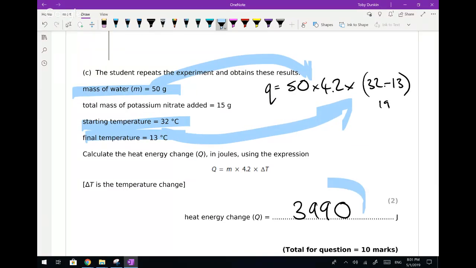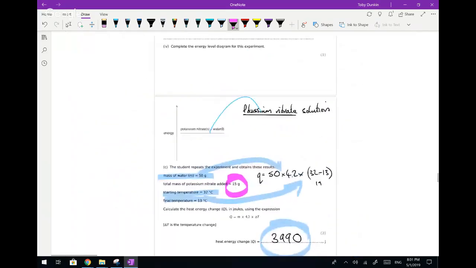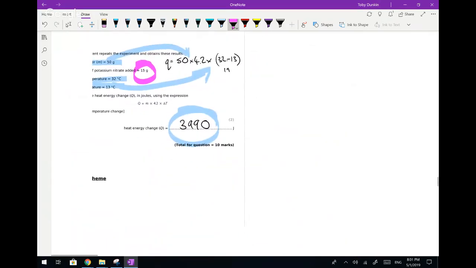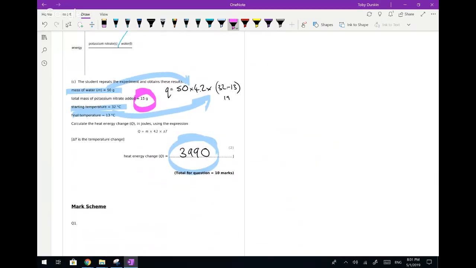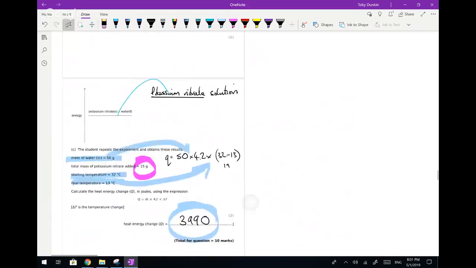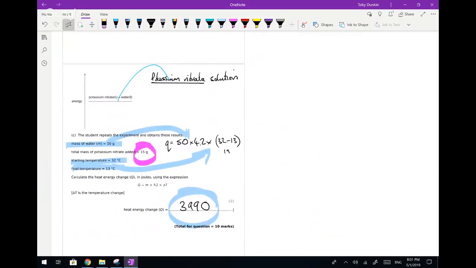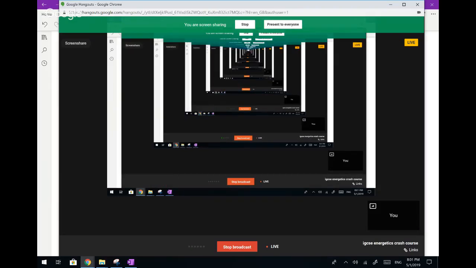Divide that by 1,000. Where's my moles? Mass of potassium nitrate. Do I have an Mr? But I can at least work it out if I wanted to. Question doesn't even ask for it. Right. Wow, that was a long one.